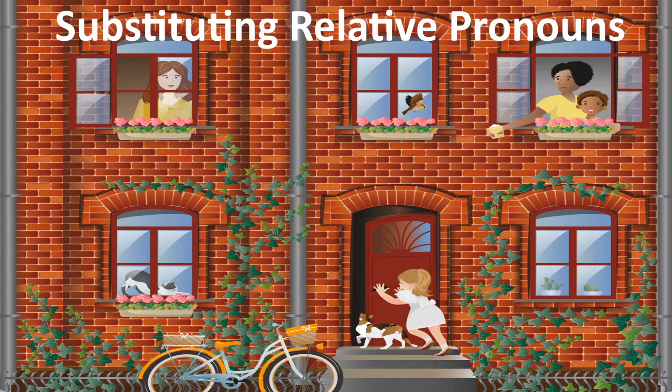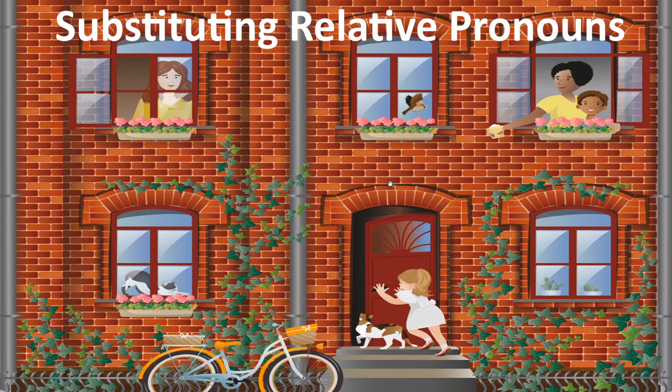So let's have a look at three categories based on how relative pronouns can be used. These are relative pronouns used as a subject, relative pronouns used as an object, relative pronouns used as a possessive. And now let's have a look at each of these categories one by one.